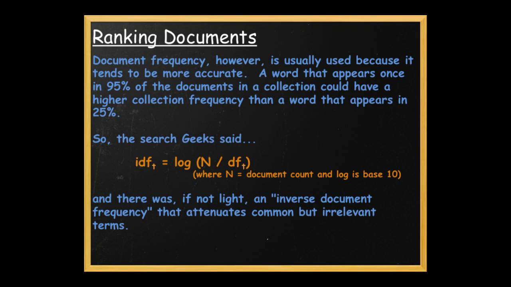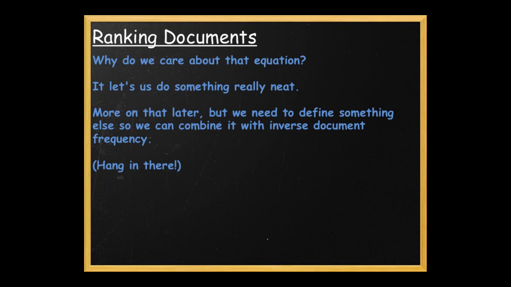So the Search Geek said this: IDF_t equals log of N divided by DF_t. And then there wasn't light, but there is this thing called inverse document frequency, which is really, really useful in what we're doing. What it does is it takes some of the things that the collection frequency and document frequency do, and it combines them in a really interesting way.